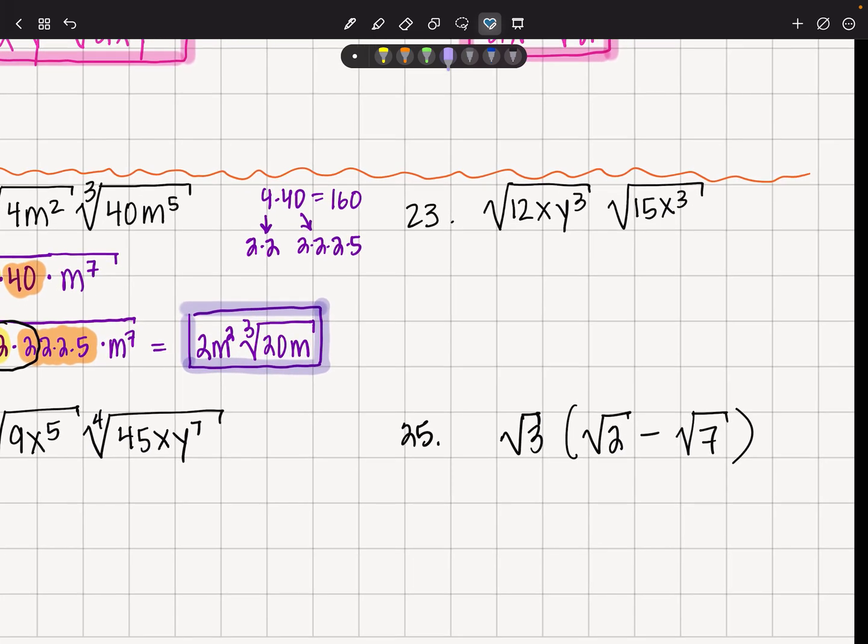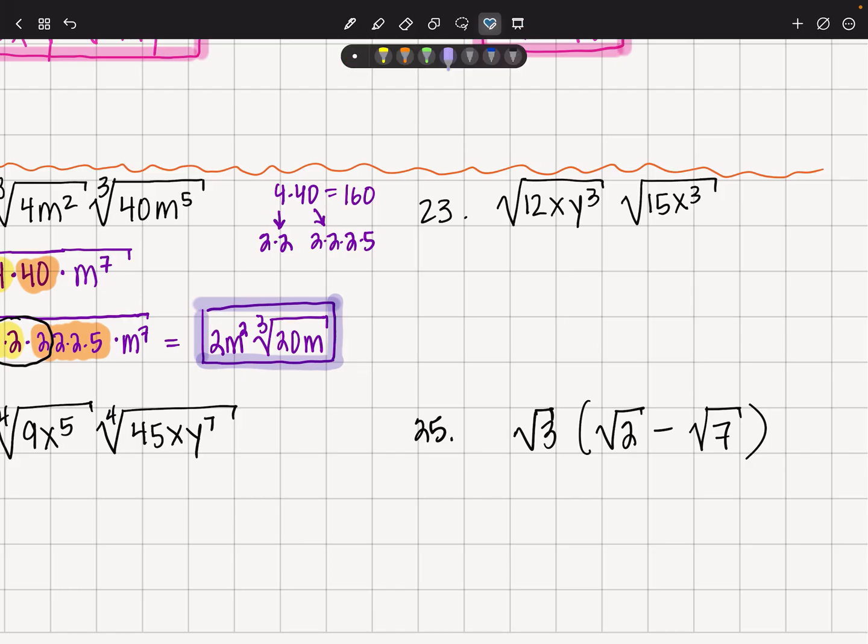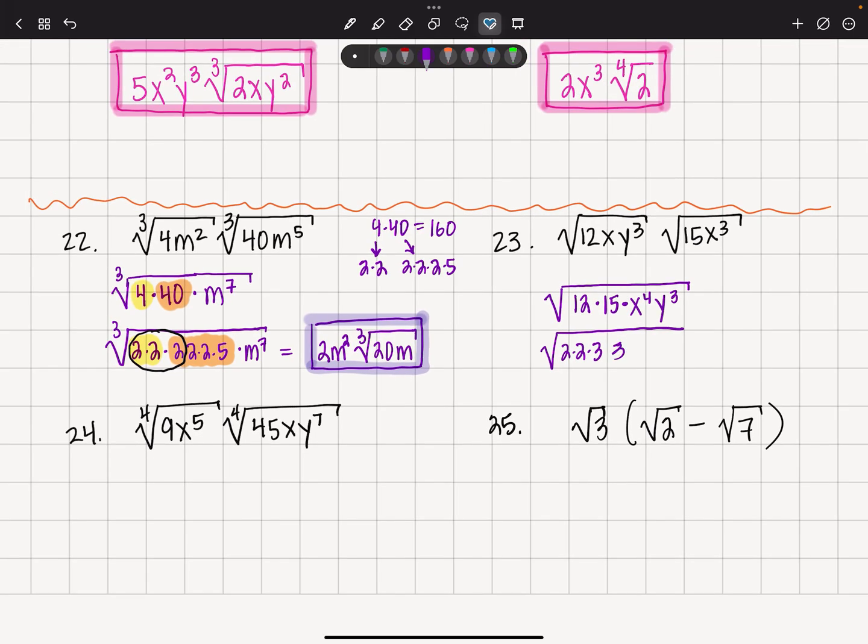So now again, I would not do on number 23, 12 times 15. I would break it down. So I've got a square root, and I'll organize this 12 times 15, and then x times x cubed would give us x to the 4th, y cubed. So 12 is 2 times 2 times 3, that's 4 times 3. 15 is 3 times 5.